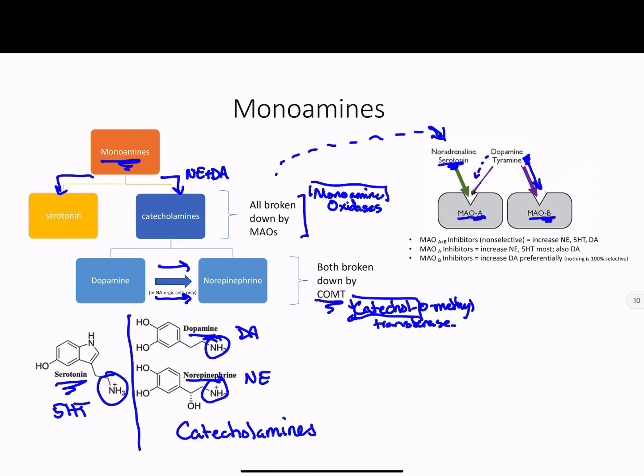So this selectivity matters in terms of drug development, because if you want to increase noradrenaline, serotonin, and dopamine, then you're going to want to make an inhibitor that inhibits both A and B. Whereas if you only want to inhibit dopamine breakdown, then you're going to want to make a drug that is pretty much selective toward inhibiting MAO-B. So that's something that I want you to really get a handle on, is this neurotransmitter family of monoamines and how they break down and why that's important.